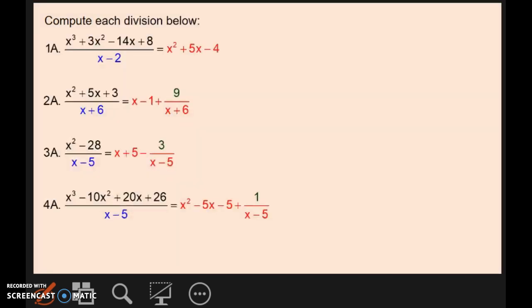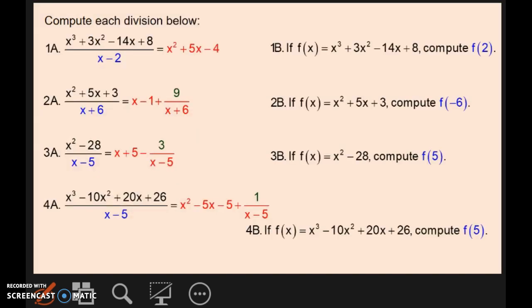All right, last thing we're going to talk about, we're going to make this fairly quick. So here we've already completed some divisions. X to the third plus 3x squared minus 14x plus 8 divided by x minus 2 gives us that quantity there, and so on. In 3 of these, we end up having a remainder. What we're asking is to take f of x, which we're defining as our numerator, x to the third plus 3x squared minus 14x plus 8, and compute f of 2.